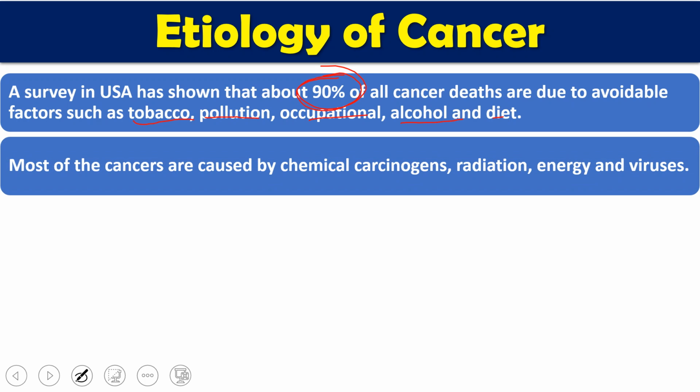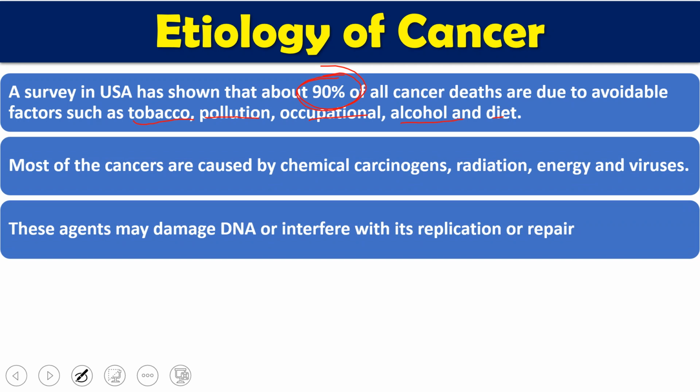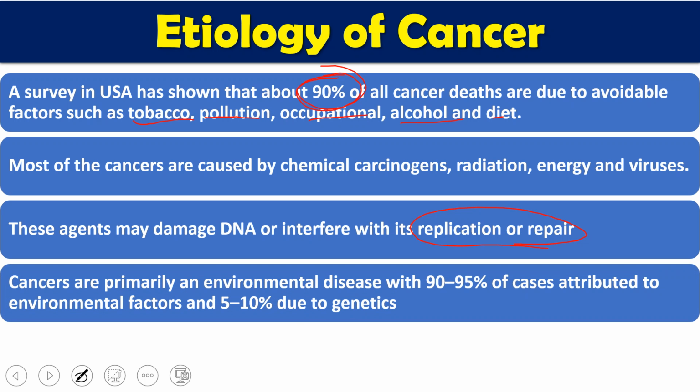Most cancers are caused by chemical carcinogens, radiation energy, or some viruses. These agents either damage our DNA, so the DNA is distorted and protein formation is affected, or they interfere with the replication process or the DNA repair mechanism. We will talk in detail about how this happens in the molecular mechanism. Cancer is primarily an environmental disease.